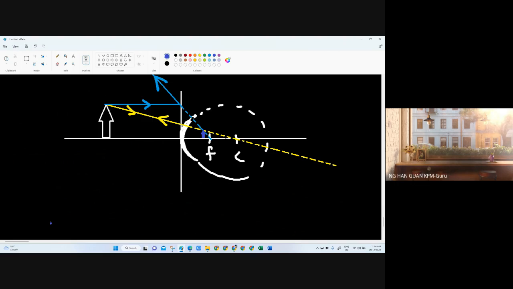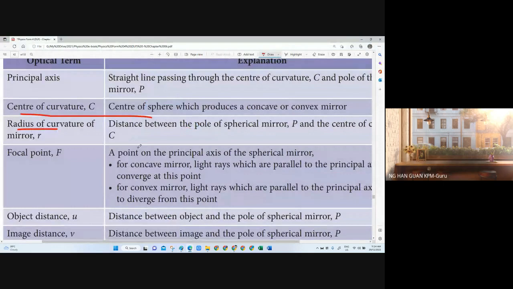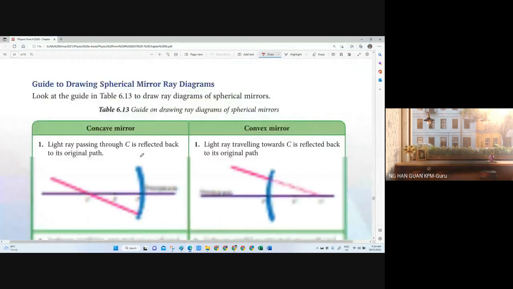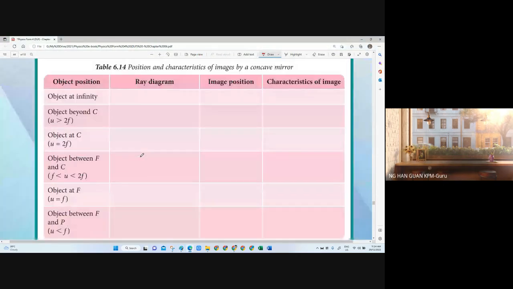So this is the drawing. Once you understand the concept of drawing on the lens, it will be easier for you to master the drawing on the spherical mirror. The only difference is, for the spherical mirror, you need to know where your F and your C are. After that, the drawing of the ray is still the same. This is how we form the image by drawing rays like that.